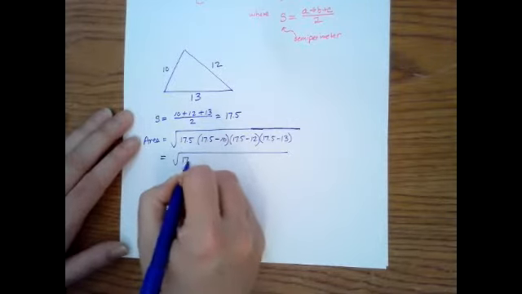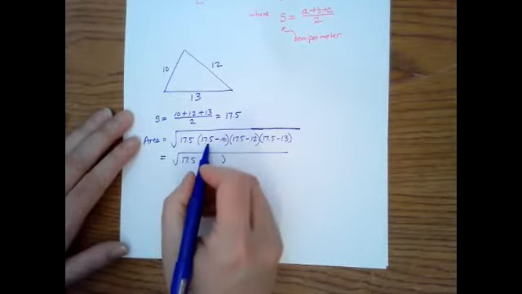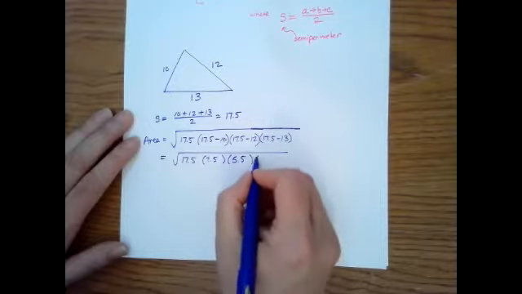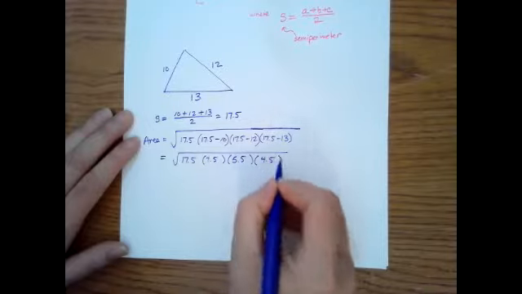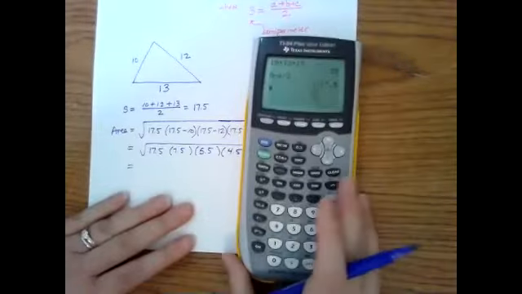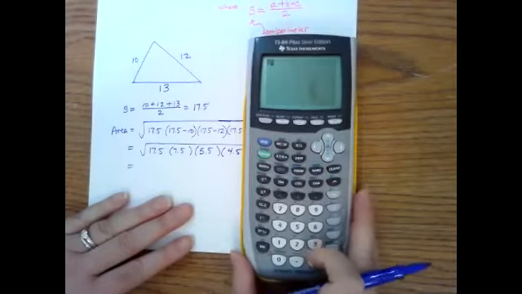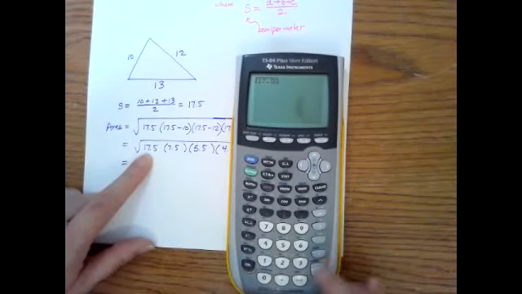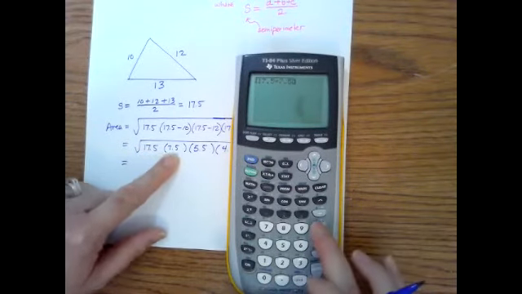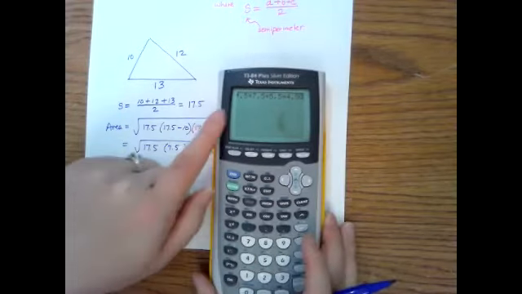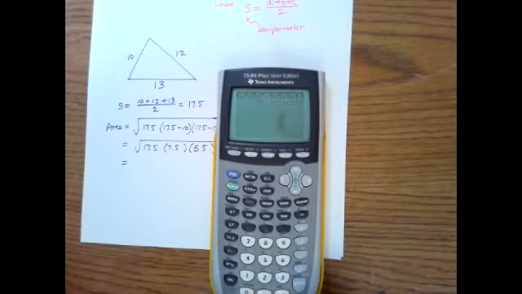Okay, so 17.5, let's do the subtraction. This would be 7.5. 17.5 minus 12 is 5.5, check me. And 17.5 minus 13 is 4.5. Okay, now I'm going to get my calculator. Let me just put in a big square root, and it'll keep expanding. So I'm going to enter 17.5 times 7.5 times 5.5 times 4.5. And that just expands the square root all the way across it. Enter, and that's my answer.